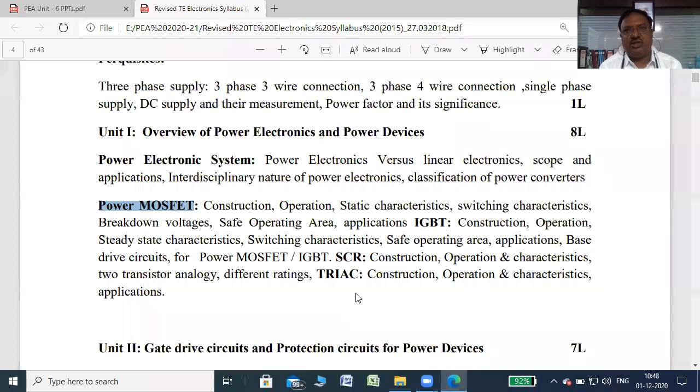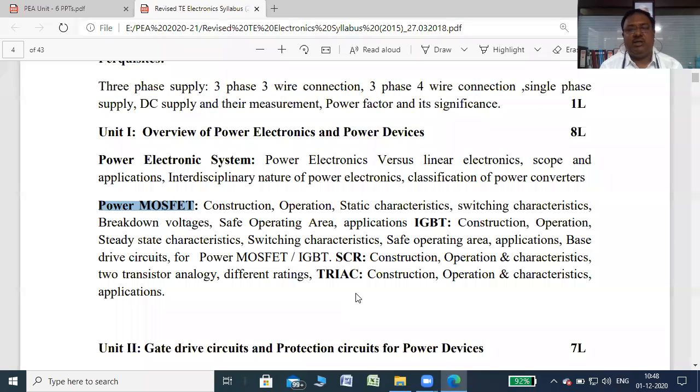So we have seen the construction of IGBT. There are two types, punch through and non-punch through, that we have seen. Then operation, again steady state characteristics, switching characteristics, and safe operating area.